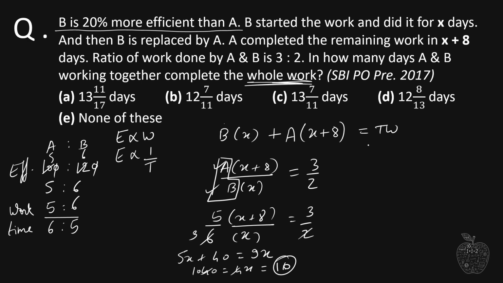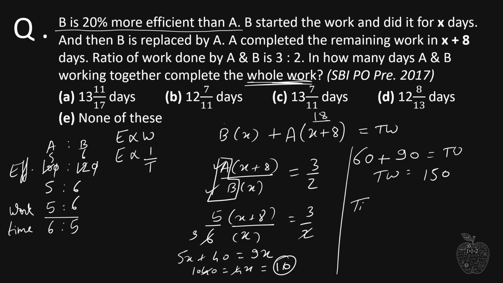B working for X days, we know X is equal to 10. So B works for 10 days, and B can work 6 units per day. So 6 into 10 will be 60, plus we know X plus 8 is 18, and A works 5 units per day. So 18 into 5 will give us 90. So the total work will be 90 plus 60, which is 150.